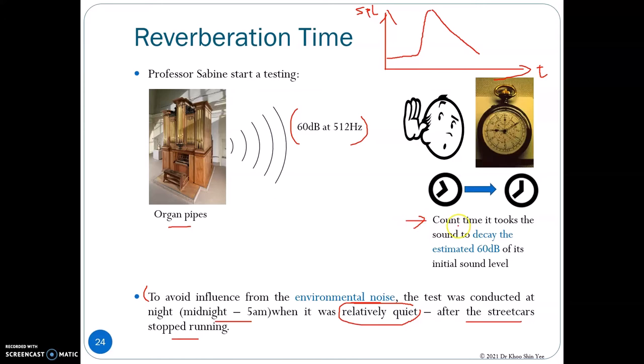Professor Sabin counted the time it took the sound to decay the estimated 60 dB of its initial sound level. From the figure, we can see that at this moment, the organ pipe stopped playing. Therefore, the sound pressure level starts to decay. And we want to measure, from a 60 dB decay of the SPL value, how much time is taken. So this time is called the reverberation time. After the measurement, he found that the reverberation time is equal to 5.5 seconds for the sound pressure level to decrease by 60 dB.